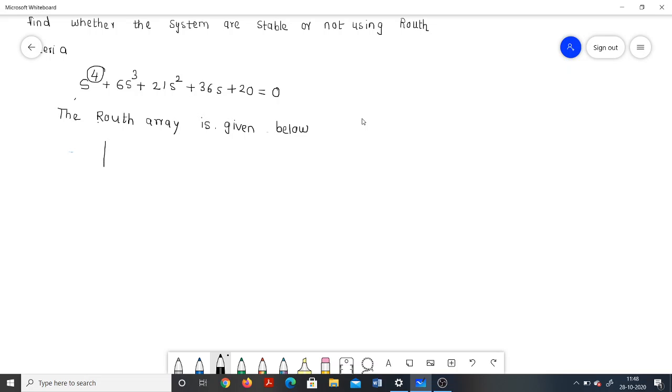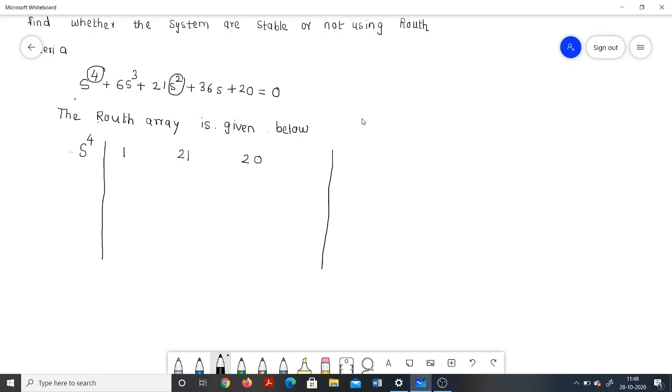So your Routh array will start with the term s raised to 4, and 4 is an even term. So the first row will consist of all even term coefficients. First, the s raised to 4 coefficient is 1. After s raised to 4, the next one will be s raised to 2 because 2 is even. So the next terms will be 21 and then 20.